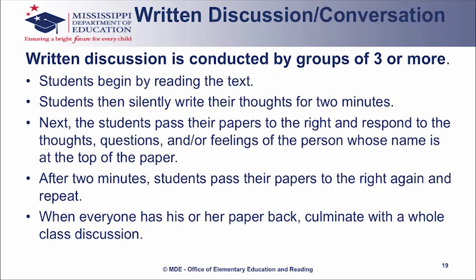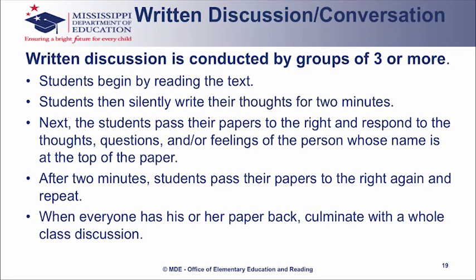The last strategy we're going to discuss is written discussion or conversation. Written discussion is conducted by groups of 3 or more. With this, students begin by reading the text. Students then silently write their thoughts for 2 minutes. Next, the students pass their papers to the right and respond to the thoughts, questions, and/or feelings of the person whose name is at the top of the paper.